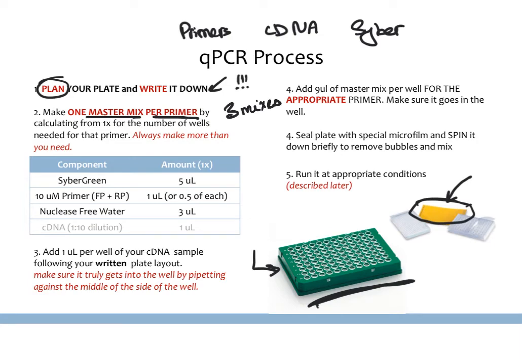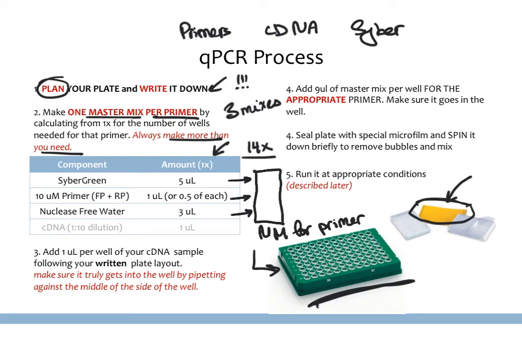And you will calculate from the recipe. So this is the 1x recipe. So in our previous example, we had approximately 12 wells filled. And so we would make 14x because we need to make a little bit extra because we will lose some in pipetting. So we'll make a 14x recipe. So then we just multiply these values and then add all this together to make our master mix for the primer of interest. And then, of course, we don't add our cDNA because this will change from well to well. And so we add that at the very end. So your master mix only includes these 3 things.